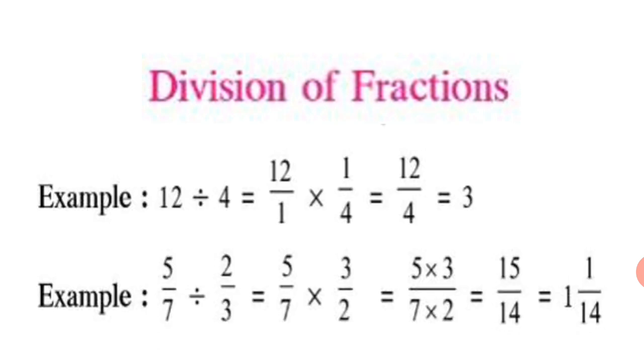Take one example, 12 divided by 4. So first we will write 12 as 12 upon 1 since there is no denominator. Division will become multiplication. And now you will write the reciprocal of 4. So reciprocal of 4 is 1 upon 4. So step number 1 is 12 upon 1 into 1 upon 4. Have a look once again. 12 we write down as 12 upon 1, as it is.